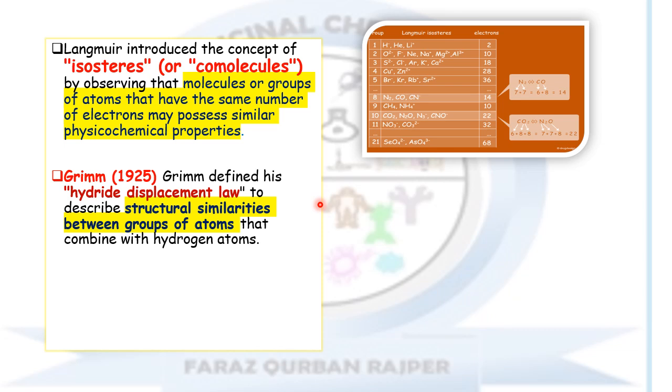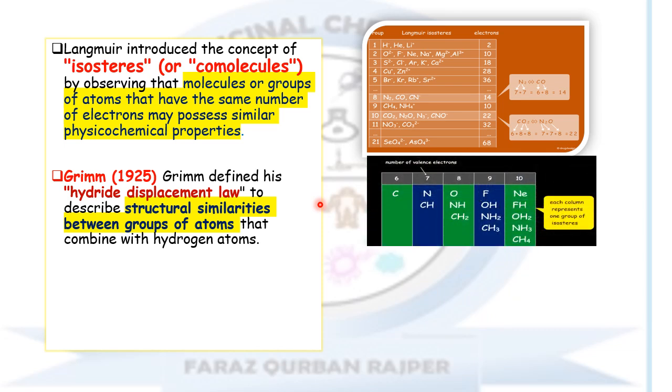Later on in 1925, Grimm further expanded the idea of isosteres, and he included that substituting atoms with different charges could produce similar bonding characteristics. He observed that fluorine, hydroxyl, amino, and CH3 are the groups on which the hydrogen is displaced, and they have similar bonding characteristics, and they can be used as displacement or modification in drug design.